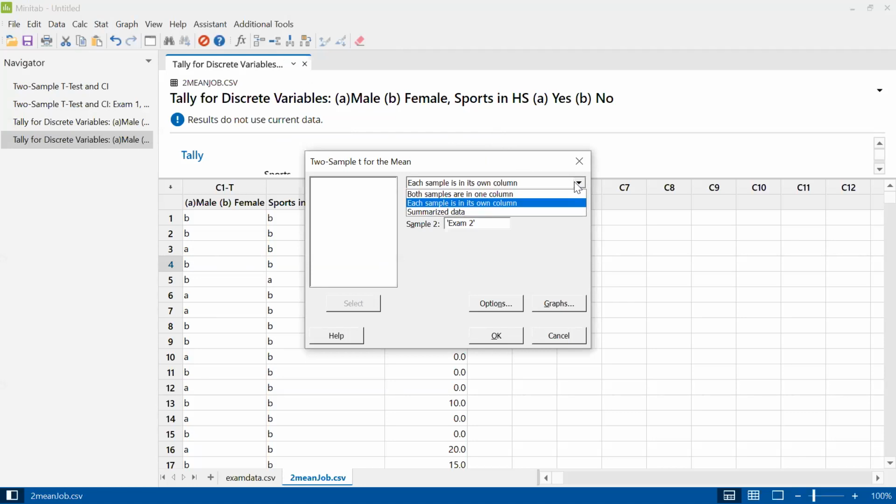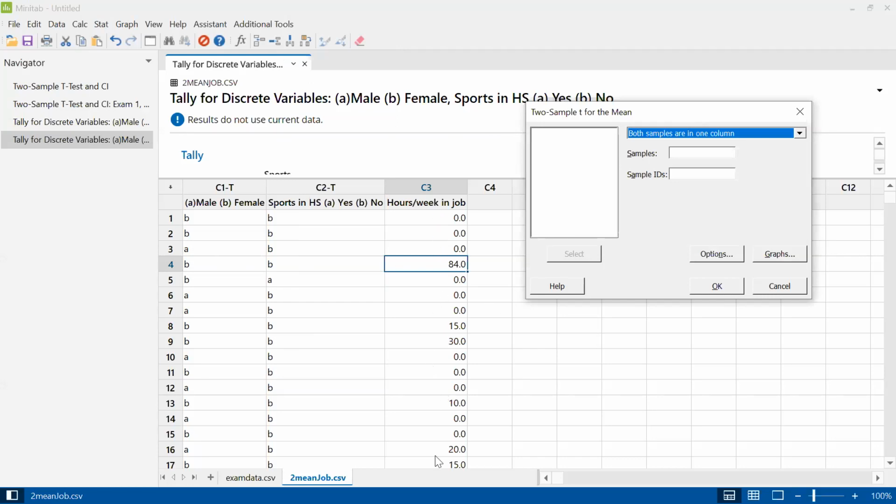This time, both the samples are in one column. So what that means is, for the males and females, all of their answers are mixed together in this third column. All the samples are in this hours per week in a job column. The reason that's the only column showing up here is it's the only one with numbers, so Minitab knows that the answers should be numbers here. And then we need to tell Minitab how to split those numbers into 2 groups.